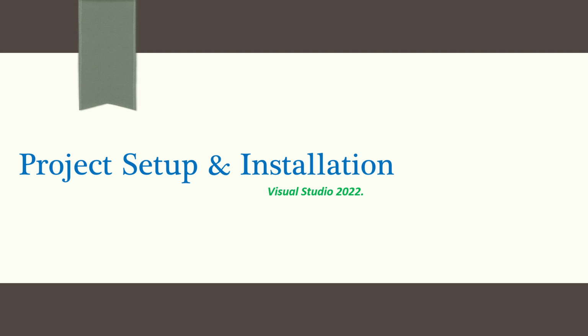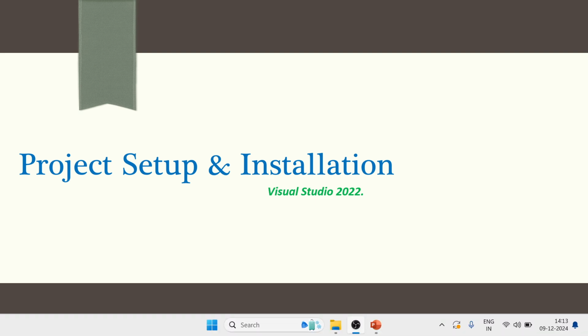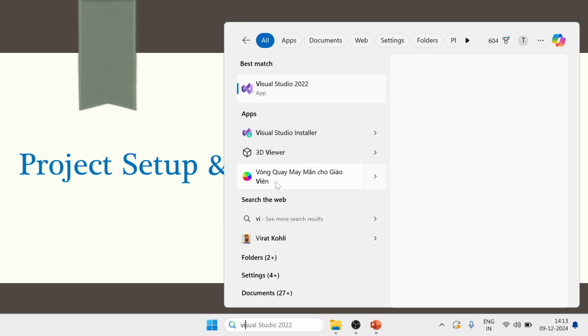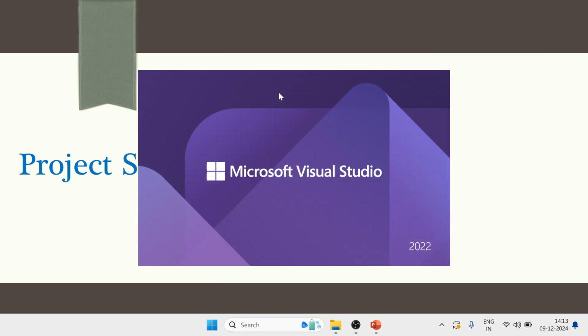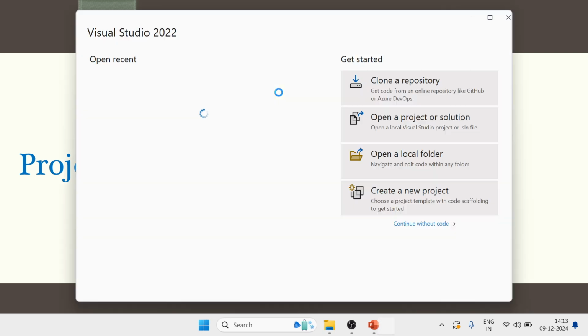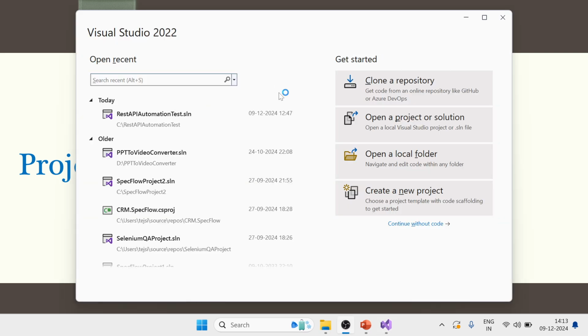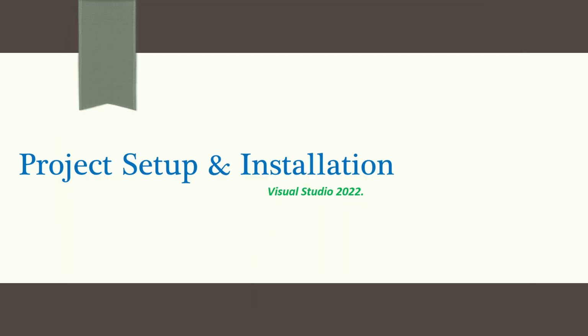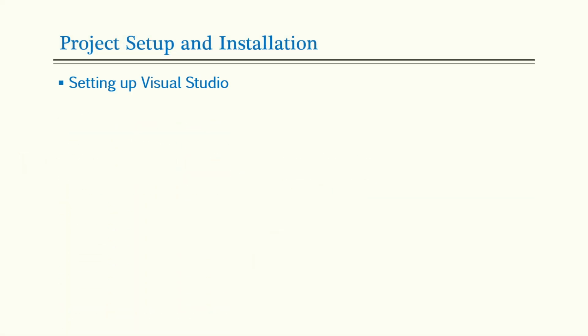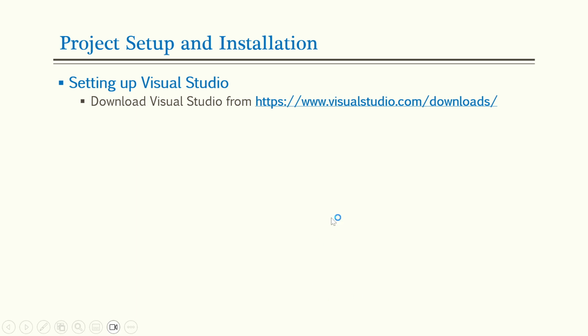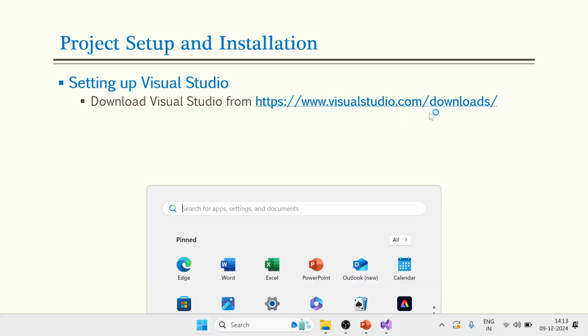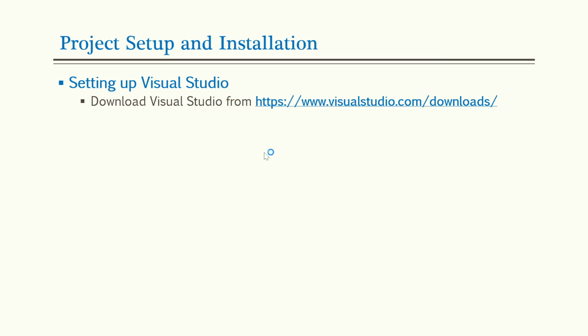Project setup and installation. So we will start Visual Studio. I just open the Visual Studio. So first, setting up the Visual Studio. If you don't have Visual Studio on your machine, you need to download it from visualstudio.com downloads. So I just open the browser also and showcase from where you can install it.